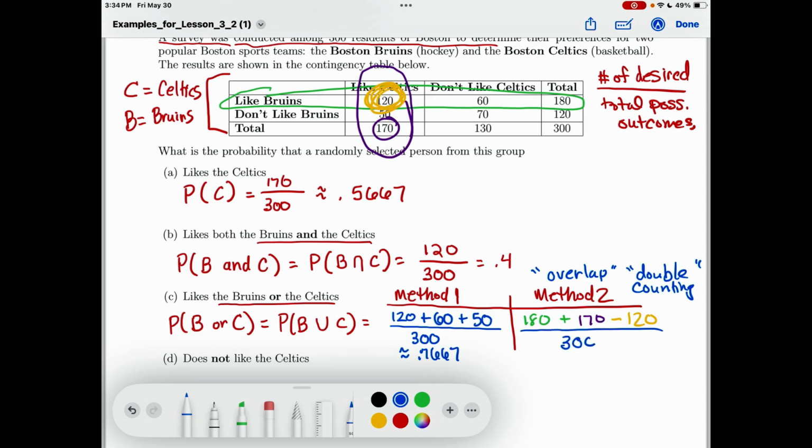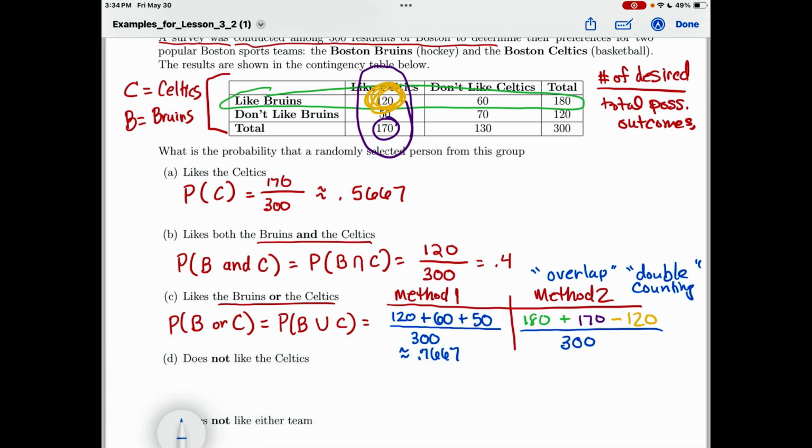And then I'm going to divide by my total. So I'm going to take 180 plus 170, subtract 120, and then take that answer and divide by 300, and I'm going to get the same answer. So you choose which method you like. Either one is fine, and you want to use one of these two methods when you're talking about an or statement.